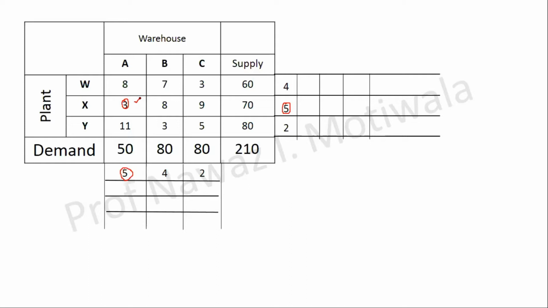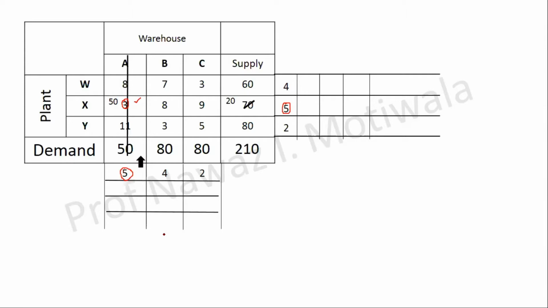So how much to be allotted? The allotment will be the minimum of demand and supply. So 50 will be allotted here. Counter effects, this 50 will become 0 and this 70 will now become 20. After this, again we have to find out penalties.